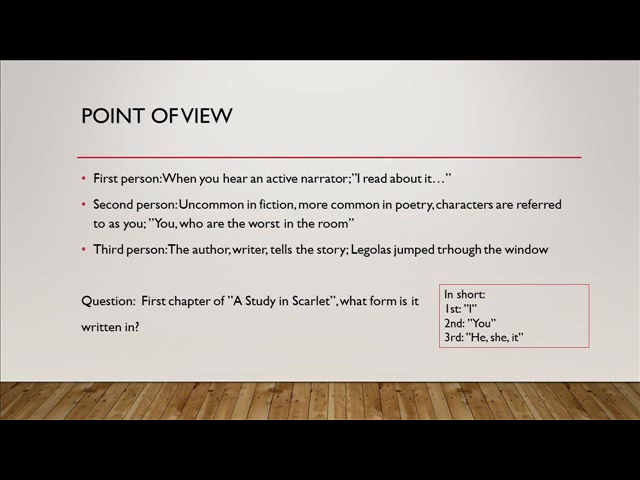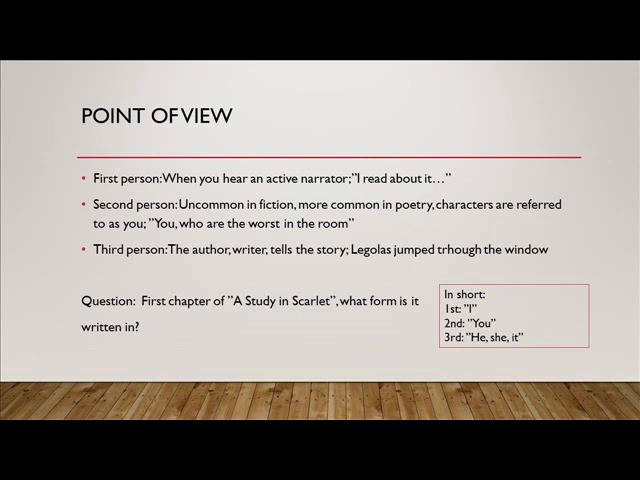So, the most common one, I would say, or at least according to me and the kind of fiction that I've been reading in my life, would be the third person. And that's when the author or the writer tells the story. The example I have here is Legolas jumped through the window, which is poorly spelled here. But remove that first H there and you'll be fine. So you're basically telling a story about the people who are in the story, and you're not an active part of it.